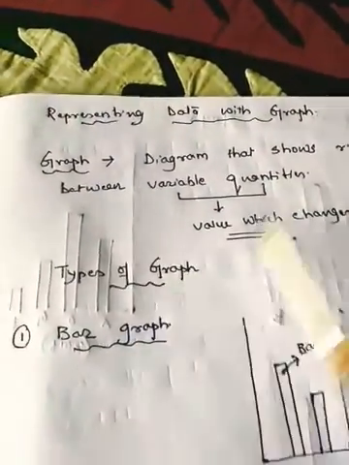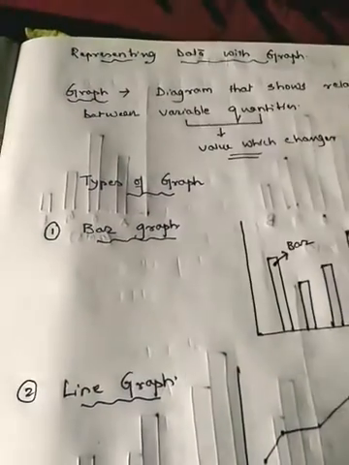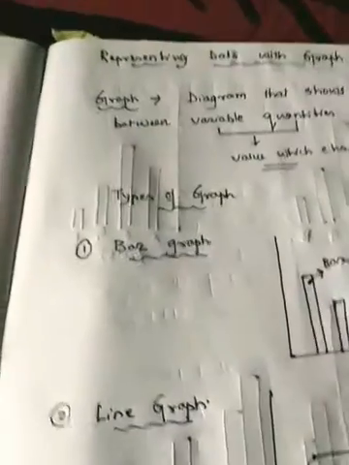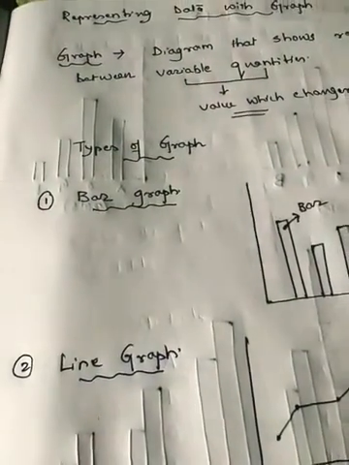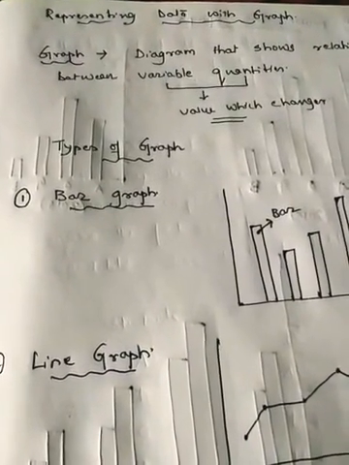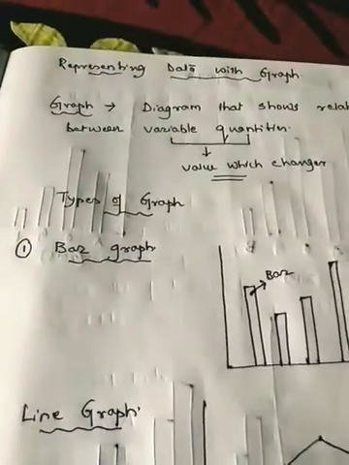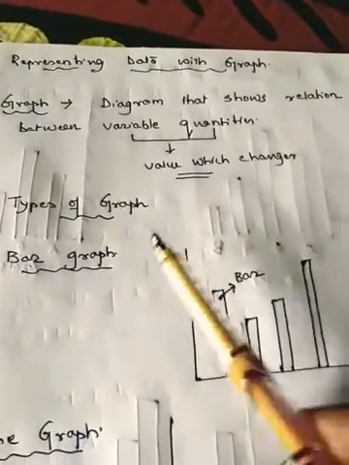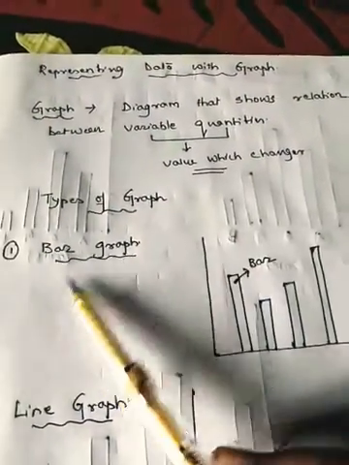Now, how many types of graphs are there? Normally what you have to study is bar graph, line graph, pie chart or circular graph, double bar graph, tally mark, and even histogram. These are some of the graphs which are there in your syllabus. So let's talk about the first graph, that is bar graph.